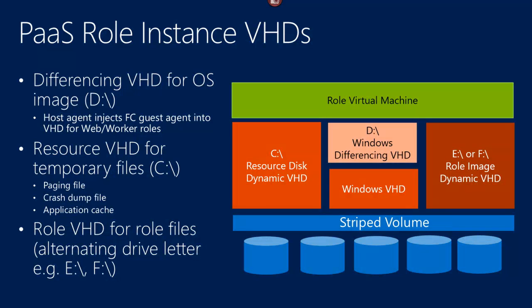There's a resource disk, which is C. That's where your paging file is stored. That's where crash dumps go, and that's where you can put cache data. That is a dynamic VHD. It dynamically expands. It's sitting on a striped volume across 5 disks on those blades.